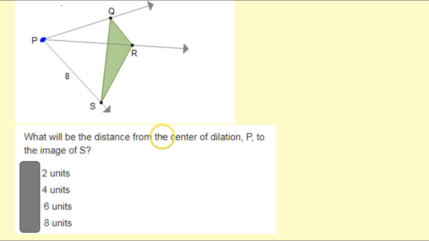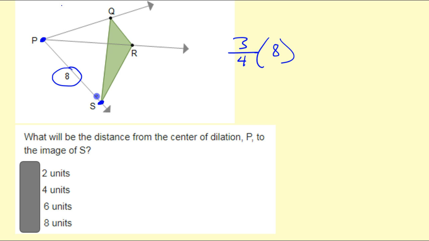So what will be the distance from the center of dilation P to the image of S? Well, the original point S is a distance of 8. So the image should be 3/4 times 8.